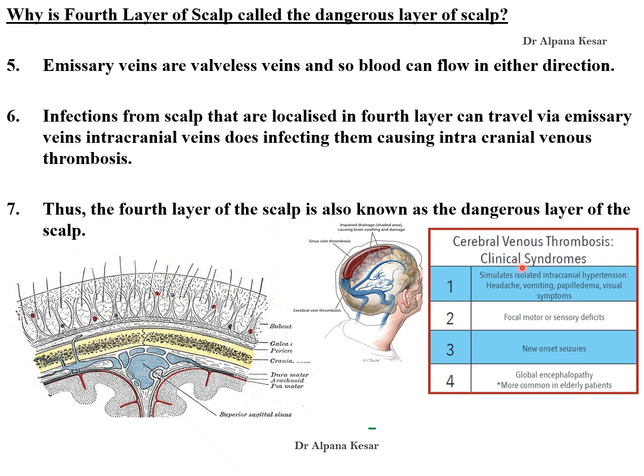Cerebral venous thrombosis is usually associated with clinical symptoms like isolated intracranial hypertension, associated with headache, vomiting, and visual symptoms, motor and sensory deficits, onset of seizures, and global encephalopathy.